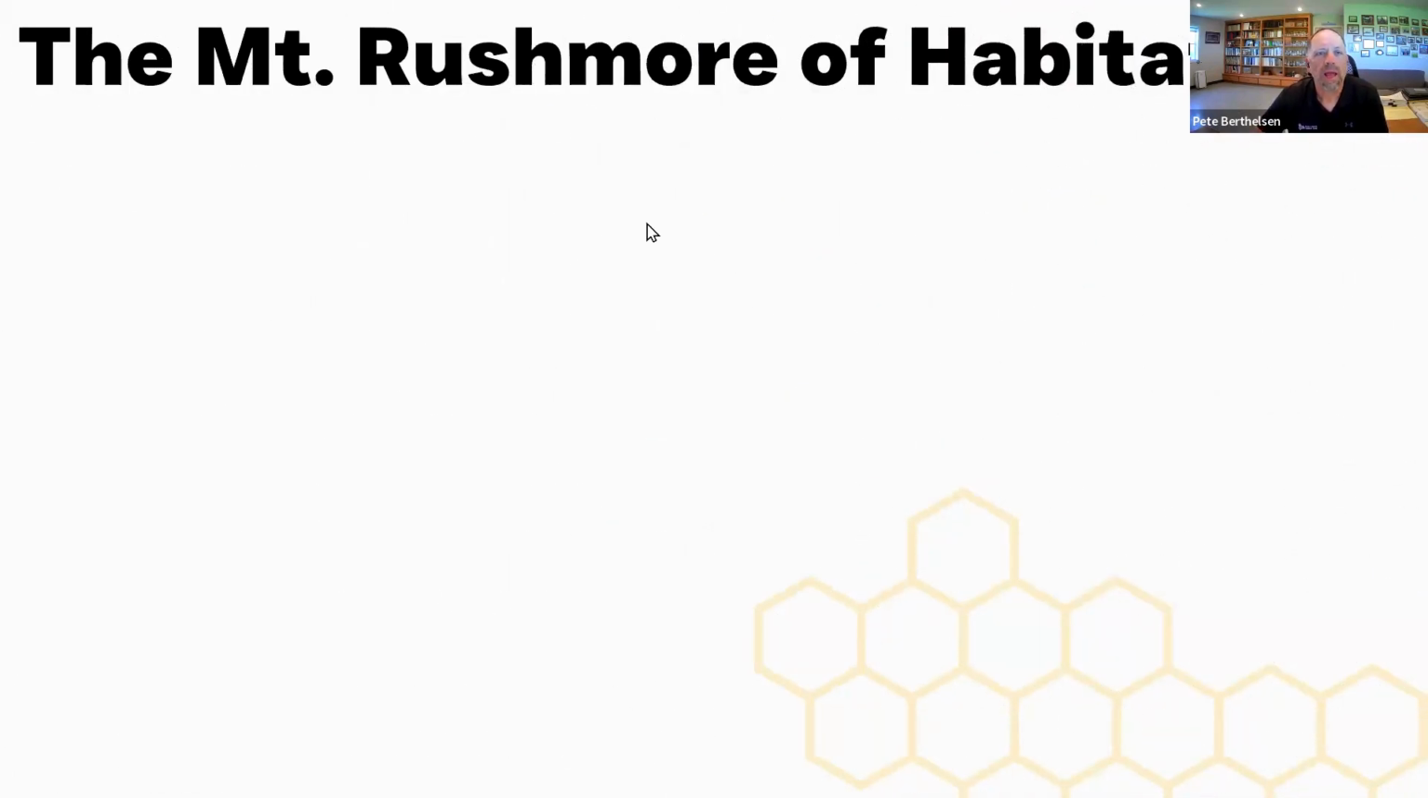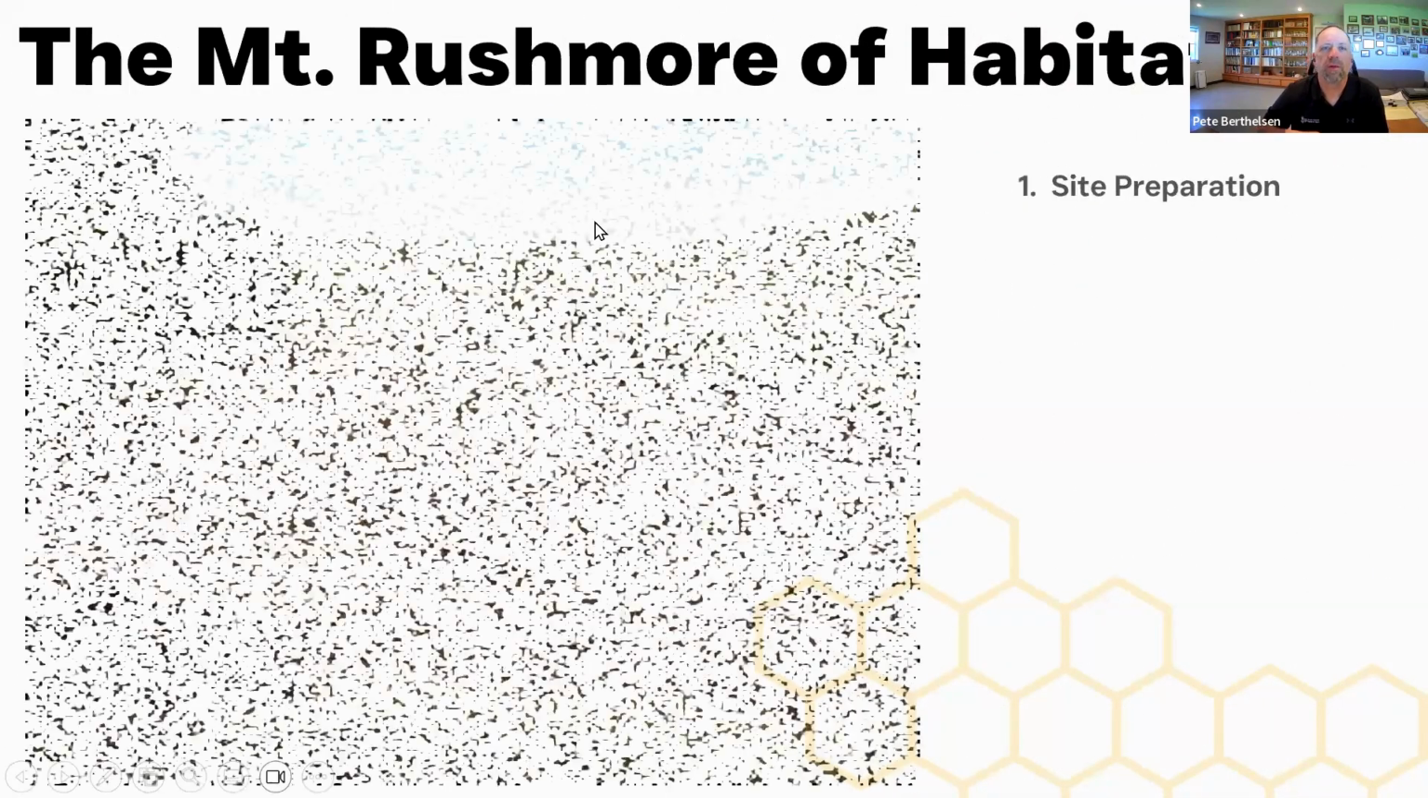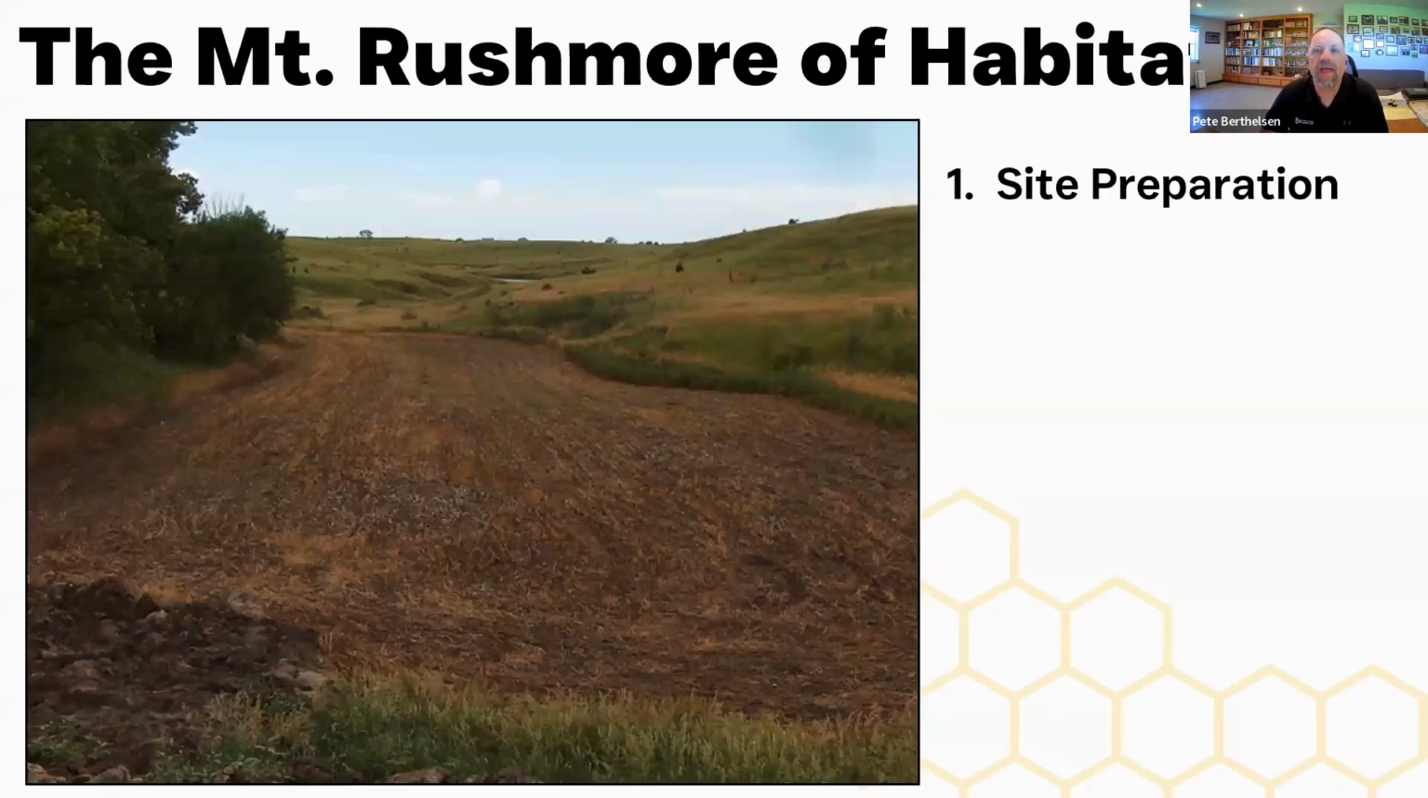Okay, so I'm going to start with talking about the Mount Rushmore of habitat. And there's really 4 things that are on this Mount Rushmore. The first is the significant importance of site preparation. How do you go about it and how you implement it? The good news is that last month, Elsa gave a webinar about this issue, site prep. So that's available. You can go back and look at it.